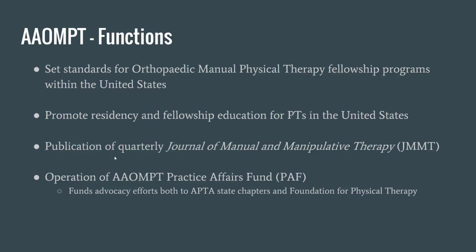AAOMPT also publishes a quarterly journal, the Journal of Manual and Manipulative Therapy, which is given to student members for a student membership, which is only $15 a year, or you can pay an additional fee to get the journal in print copy. AAOMPT also operates a practice affairs fund similar to the PT PAC, which funds advocacy efforts both to APTA state chapters and the Foundation for Physical Therapy.